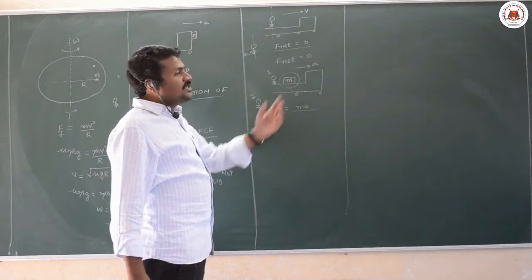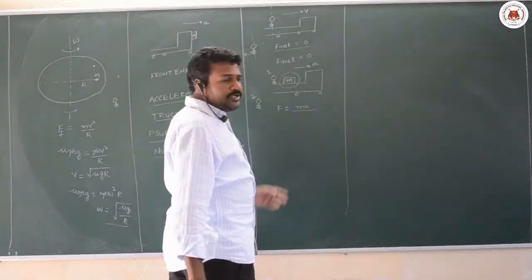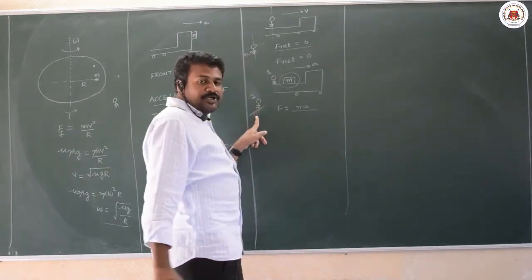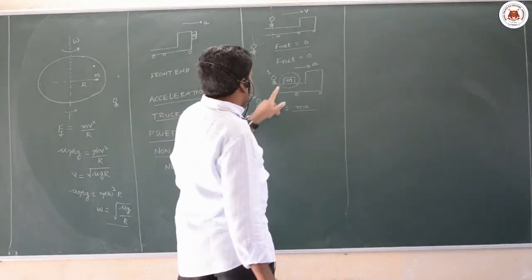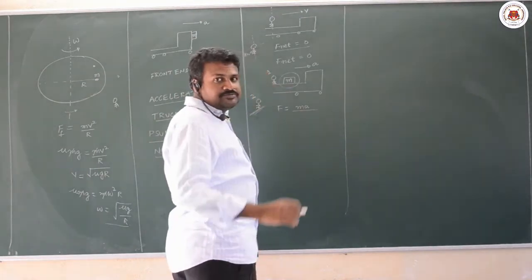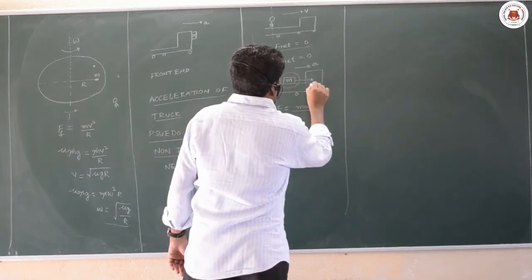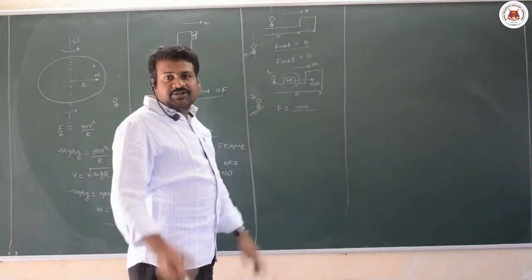A frame which is accelerating, actually this block is at rest. But when you take a non-inertial frame as the reference point, the frame which is accelerating is called a non-inertial frame, the block is moving forward. So there is a force acting on this block in the forward direction according to person 2. But the body is at rest.